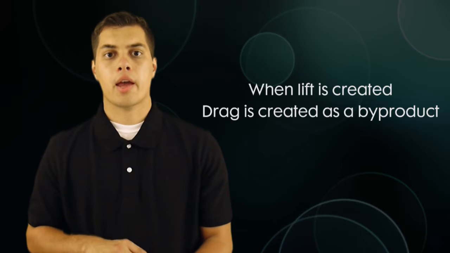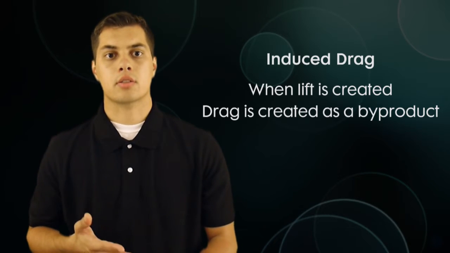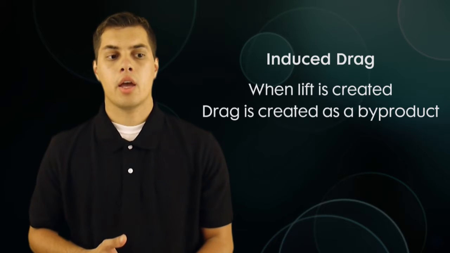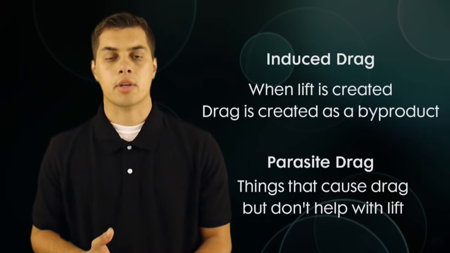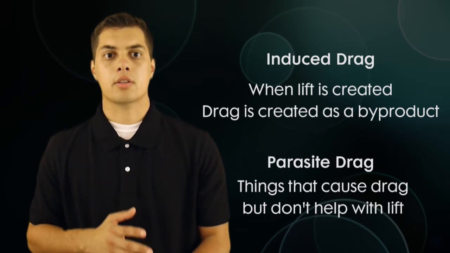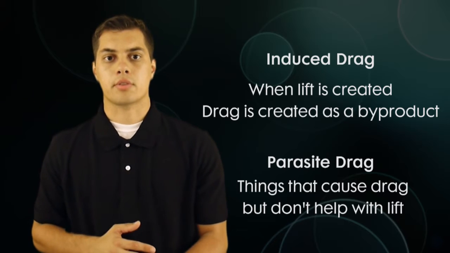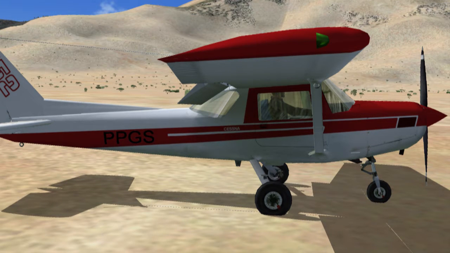But anytime you create lift, you also create drag. And if you create drag as a byproduct of creating lift, we call that induced drag because it's a byproduct of creating lift. Anything else that's sticking out, let's say your hand out the window, that's called parasite drag because it doesn't produce lift, it's just sticking out there. So induced drag is as a result of producing lift. So when you lower the flaps, they increase the angle of attack, which means they create lift. But now they're also sticking out into the airflow, so they're creating drag.